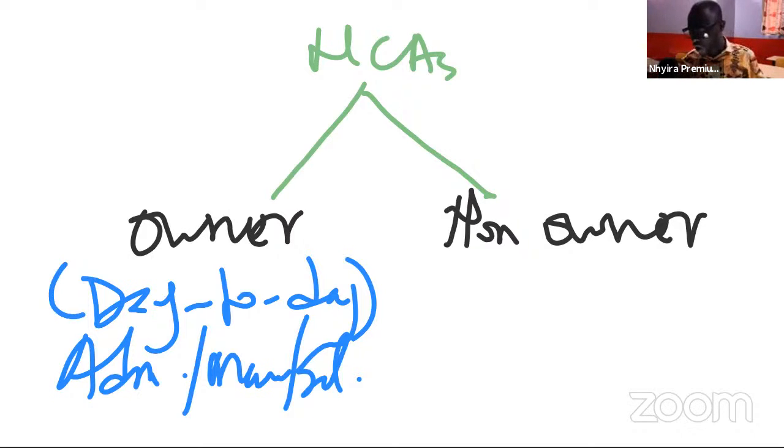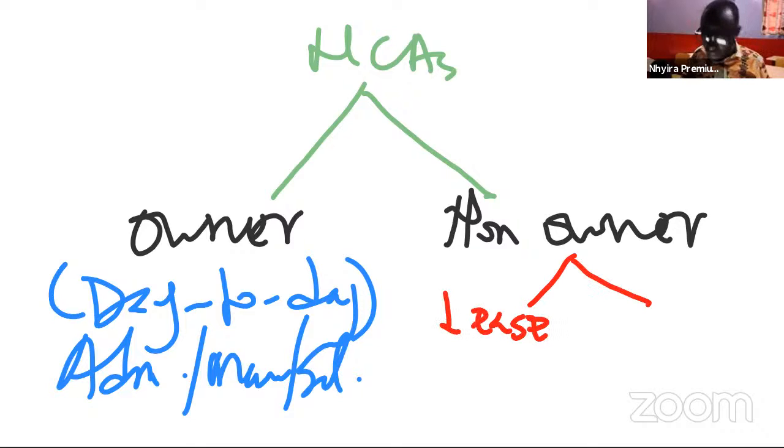Then we have the non-owner occupied non-current assets. Now, these are non-current assets that the business controls, but they are not used in the day-to-day running of the organization. Either the business is holding the assets for lease purposes, or the business is holding these assets for capital appreciation.